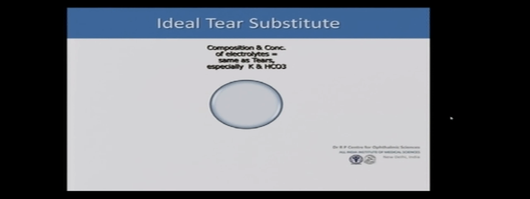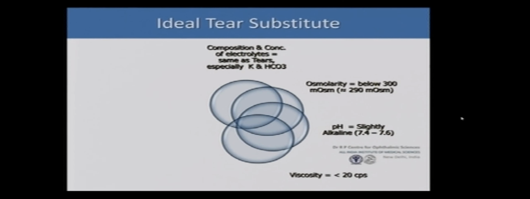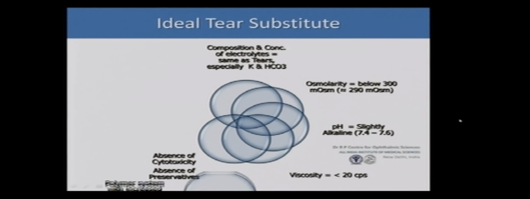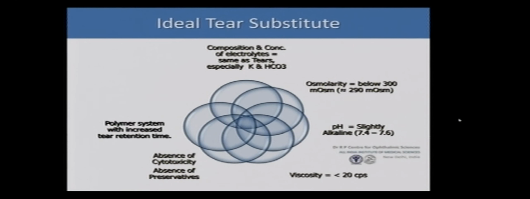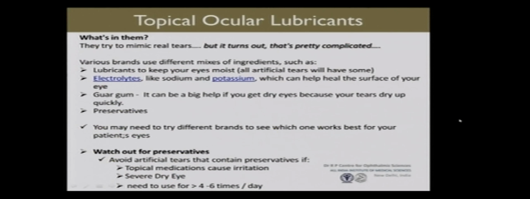So what's an ideal tear? An optimal tear contains all the electrolytes which are there in the tears, where the osmolarity is maintained close to that of the tears. The pH is slightly alkaline, viscosity is less than 20 CPS, and it does not cause ocular surface side effects or epithelial damage to the surface. And the polymer used is probably going to help in the retention of the tears on the ocular surface, and it is optically clear. But this is an ideal scenario, and I look at it in a little more detail in the subsequent slides as well.